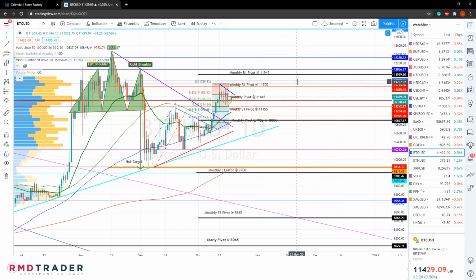11,945, which would be a very fair bullish target with a little bit of a stretch target slightly above that at resistance after a rounded head and shoulders from the beginning of September, and that would be sitting at 12,057.